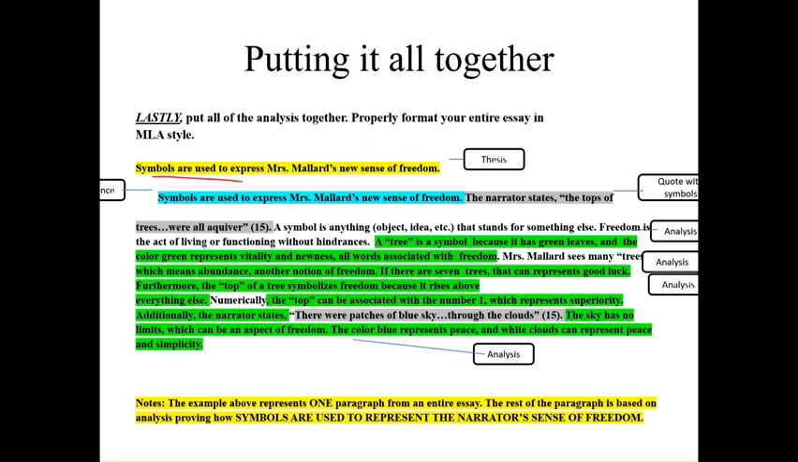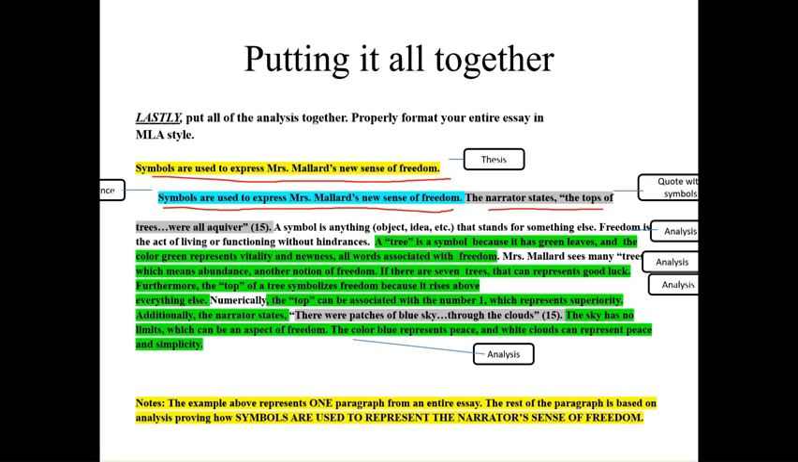Here's my thesis again. Symbols are used to express Miss Mallard's new sense of freedom. That's my thesis. Remember, pretend like this is your essay. Your thesis is going to be at the bottom of your introduction. Then you have your topic sentence. Okay. What is your topic sentence? It's just a repeat of your thesis to keep you on track with this particular paragraph. All right. Symbols are used to express Miss Mallard's sense of freedom. After that, I have my quote. It's very important you have your quote. Why? Because that's your evidence. That's where you're going to pull your symbols from.